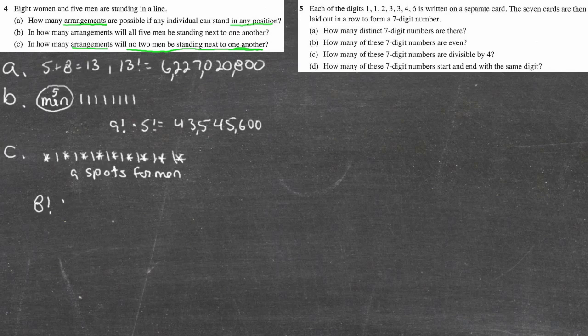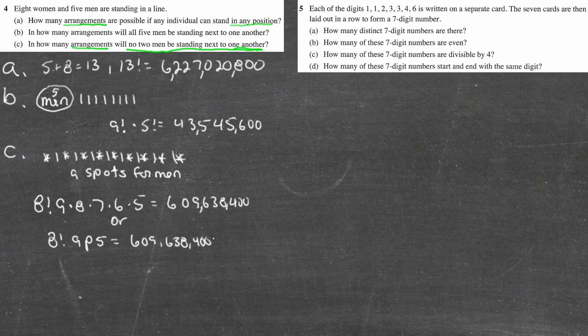And then we've got 8 for the second spot. That's 9 for the first spot, 8 for the second, 7 for the third, 6 for the fourth, and then 5 for the fifth, giving us this total. Now, the other way you could do this is that you could do 9P5 as a permutation, because that is the same thing as 9 times 8 times 7 times 6 times 5. All right?